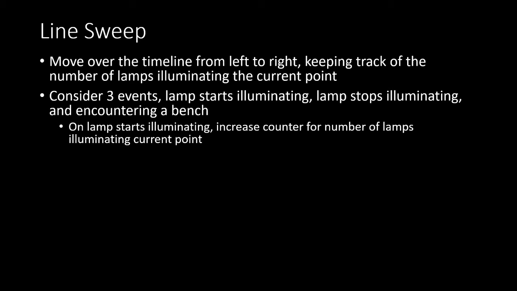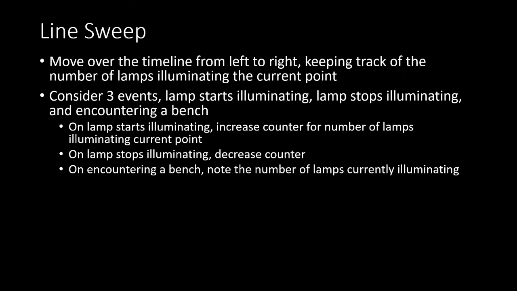That makes sense, right? If we're running left to right, anytime we see a lamp start illuminating, we increase a count for how many lamps are illuminating. If we see a lamp stop illuminating, then we decrease that counter. And the third type of event is if we come across a bench. In that case, all we have to do is take note of how many lamps were currently illuminating when we came across the bench. So these are the only 3 events that we care about.